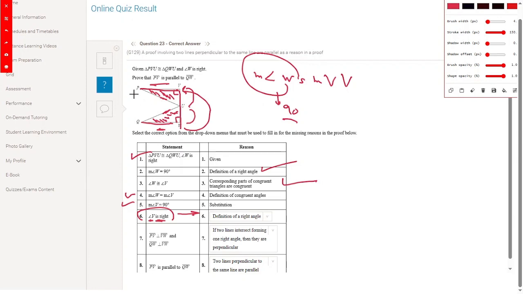So here I have BV is parallel to QW because two lines perpendicular to the same line are parallel. Okay, this line is perpendicular, this line is perpendicular, so they will be parallel.